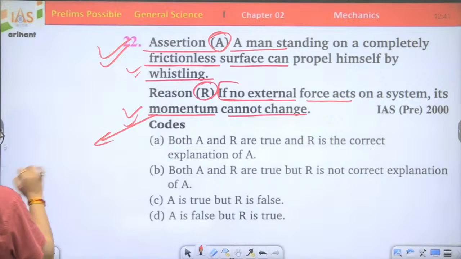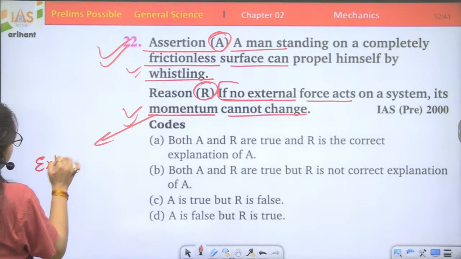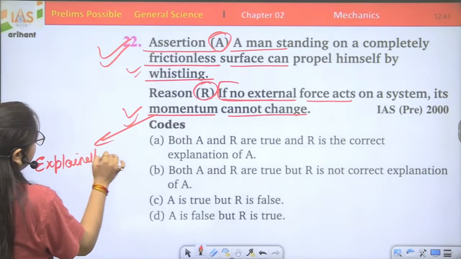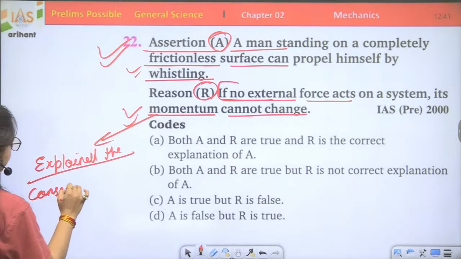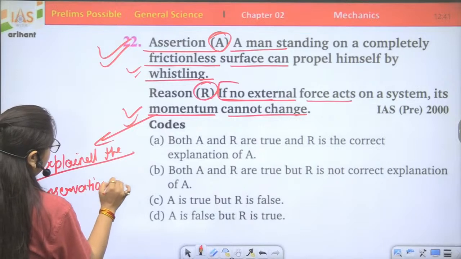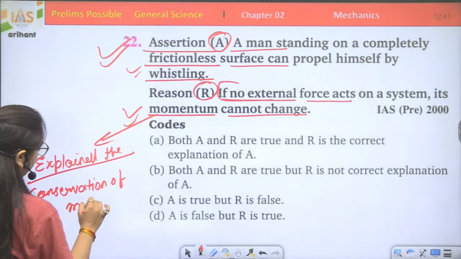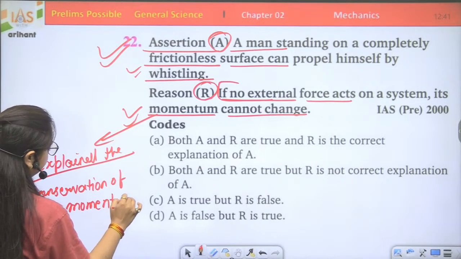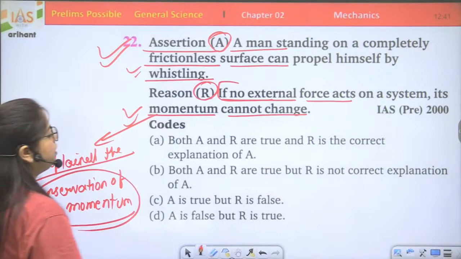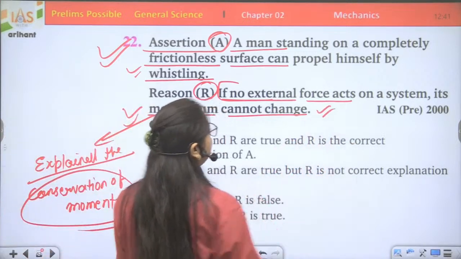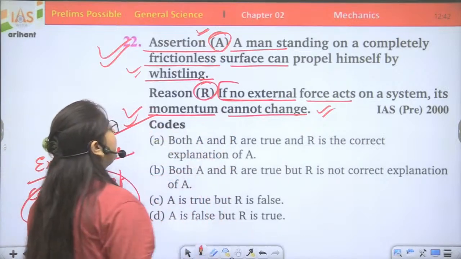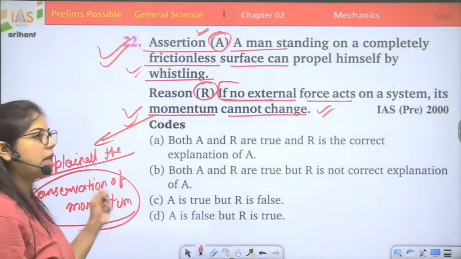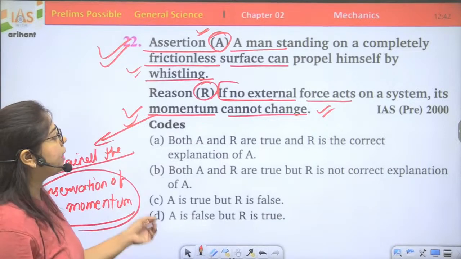It is explained by the conservation of momentum. Right. So this is the right reason, but not the correct explanation of the assertion. Whether we are talking about the assertion being correct or wrong, it is also correct.